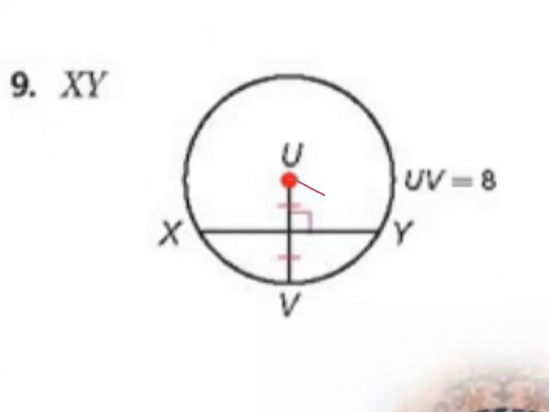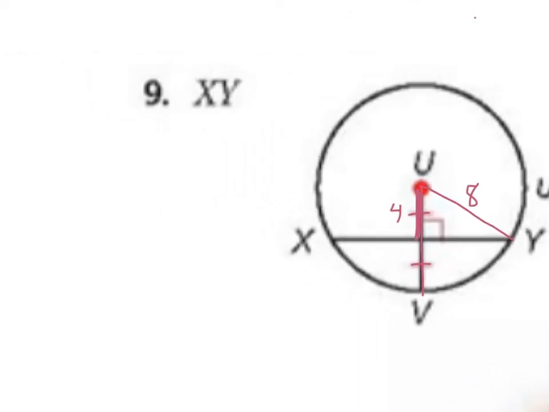So we're going to draw our little right triangle here. It tells us that UV is 8, so that would make this line 8 also, because it's also a radius of our circle. And then this half of it, our leg of this right triangle, would be 4, because this part is equal to this part. And now we're going to do the Pythagorean Theorem.